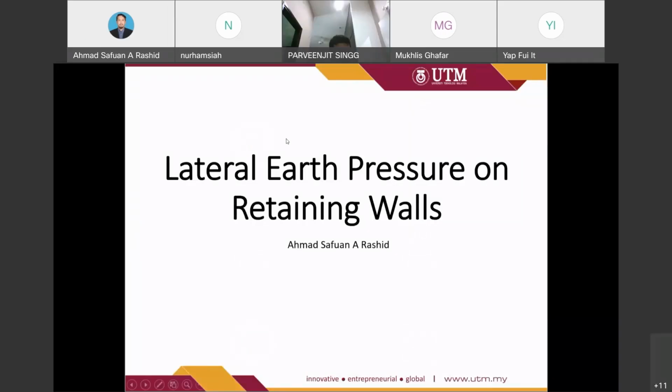Okay, so for today, I will discuss the lateral earth pressure, which is related to the dynamic load. After that, we may learn the braced cut design. So all of it is related to the lateral earth pressure. However, the braced cut is based on the static condition.